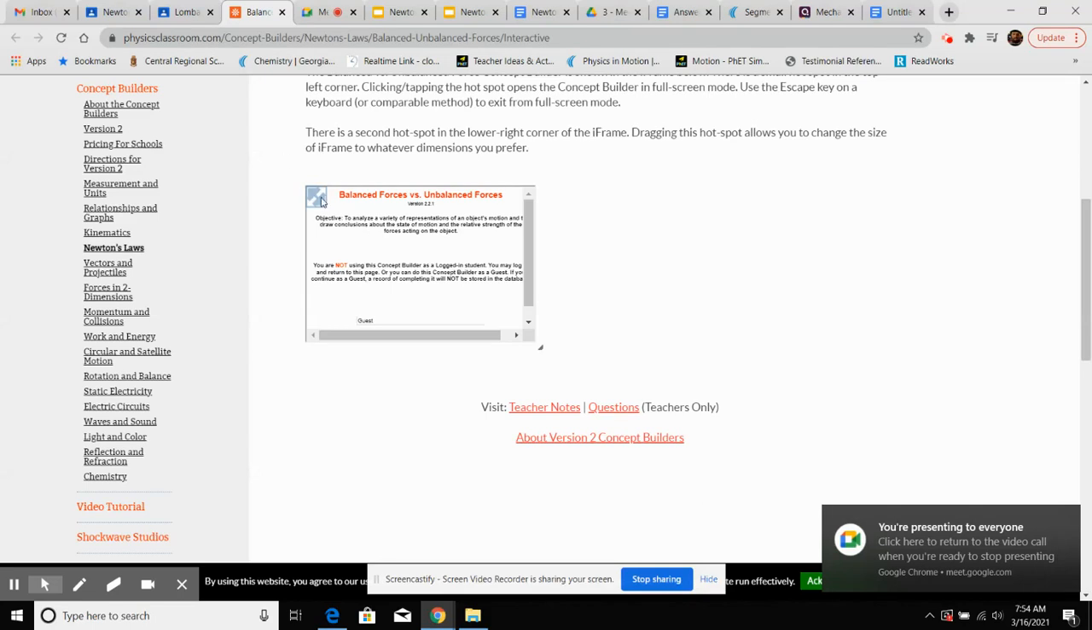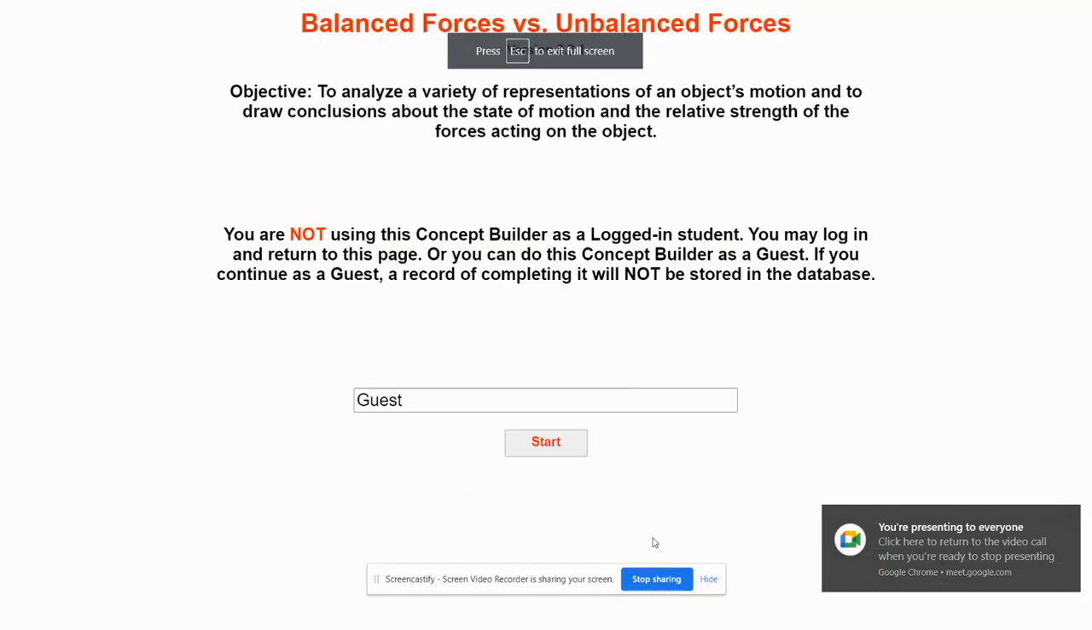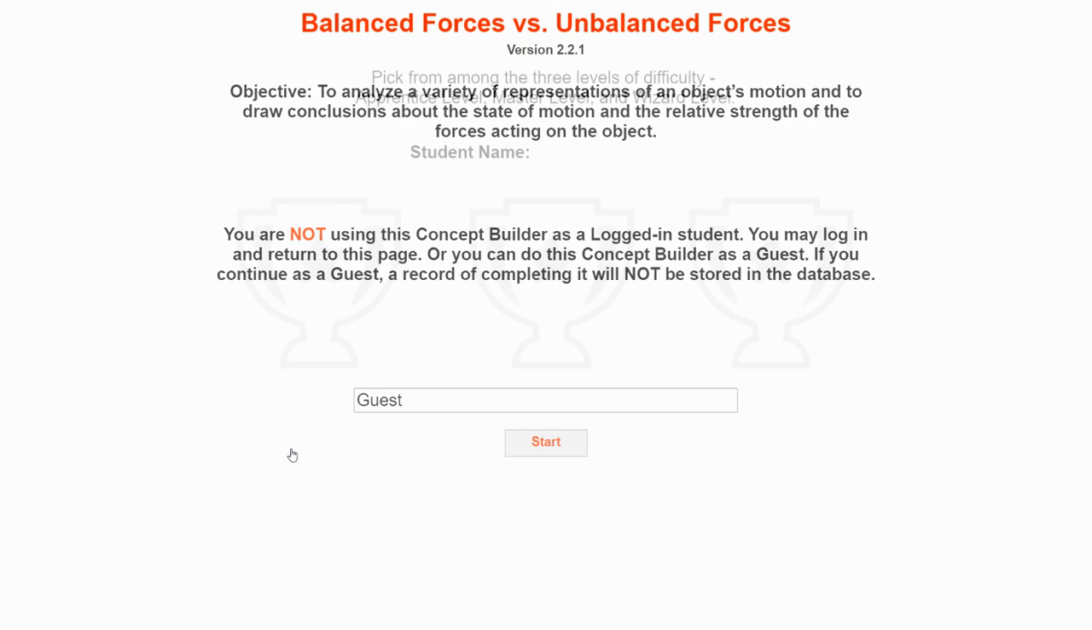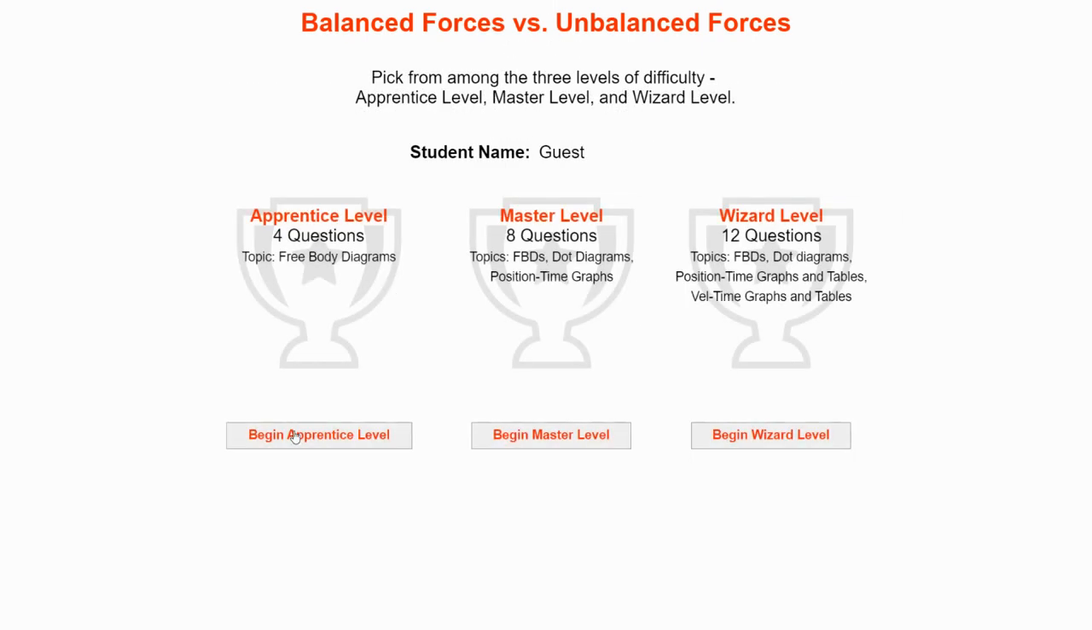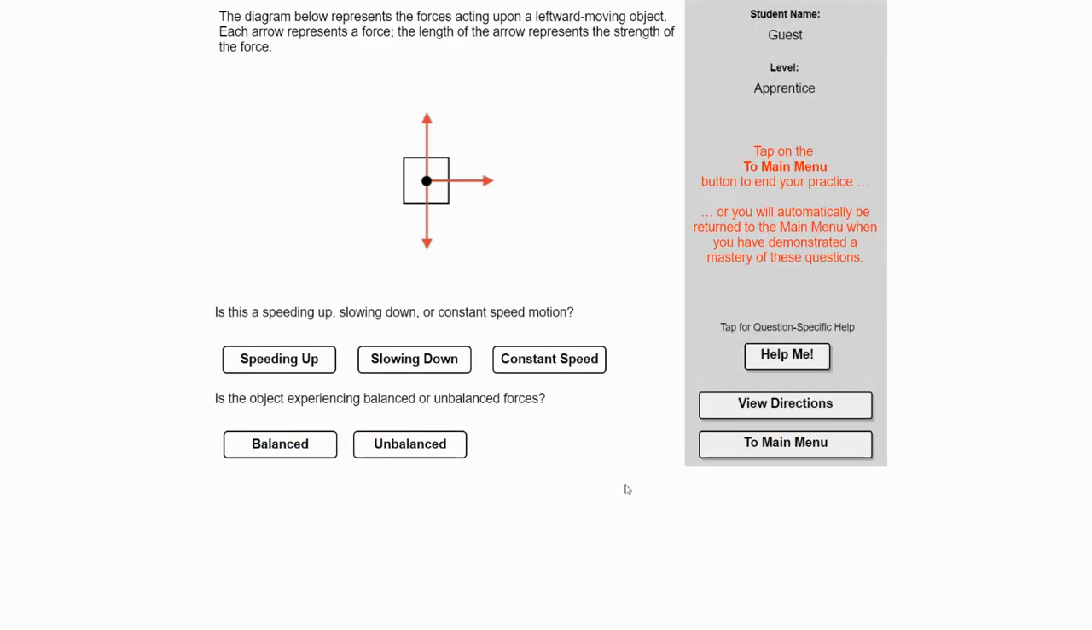Nice. Okay. So the first concept builder: balanced versus unbalanced forces. I said only to do the apprentice level things. What is going on here?